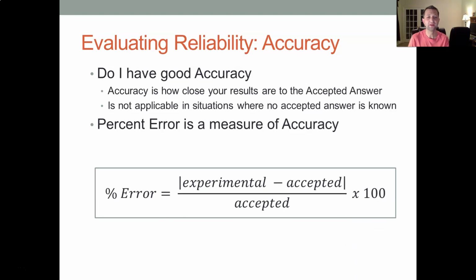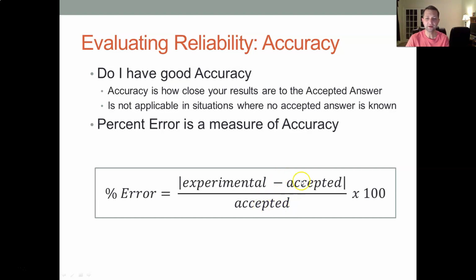Here's our formula. You need to have this one memorized. We've used it in a couple labs already throughout the course. So important, it's experimental minus accepted in your numerator. This is an absolute value sign here. So absolute value of experimental minus accepted. So whatever this comes out to, it's going to be positive, divided by your accepted.